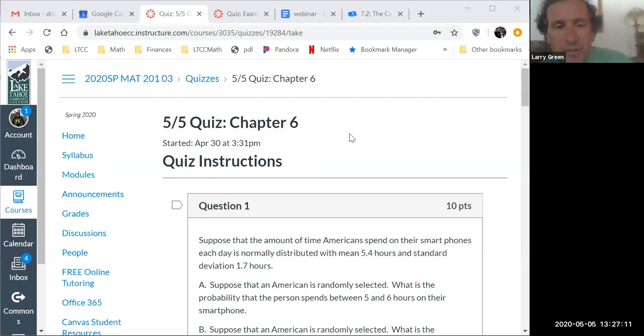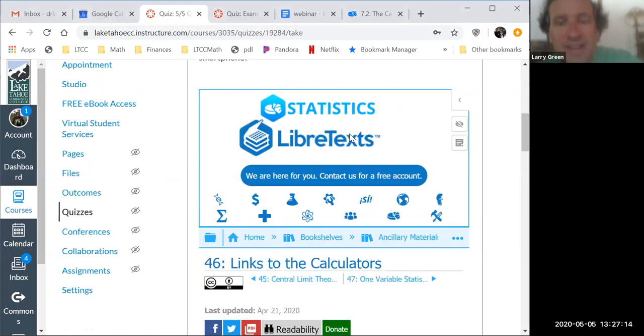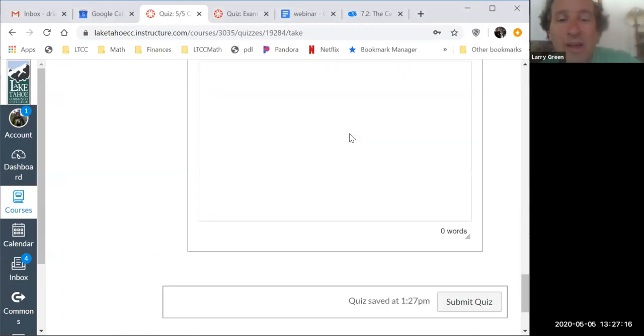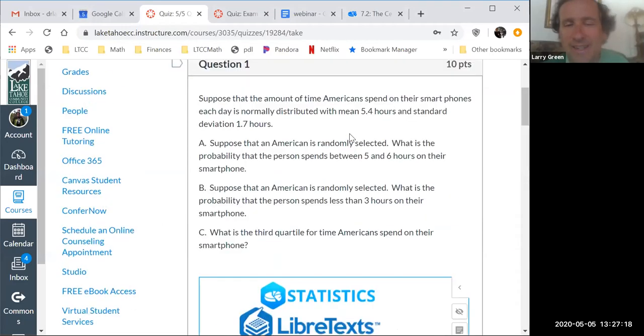Okay, so here's your quiz. And this quiz, unlike the others, I only put one question on it. I did that because really there's one main thing to do, and that is normal distribution. So the idea here is we are told that the amount of time Americans spend on their smartphones each day is normally distributed with mean 5.4 hours and standard deviation 1.7 hours.